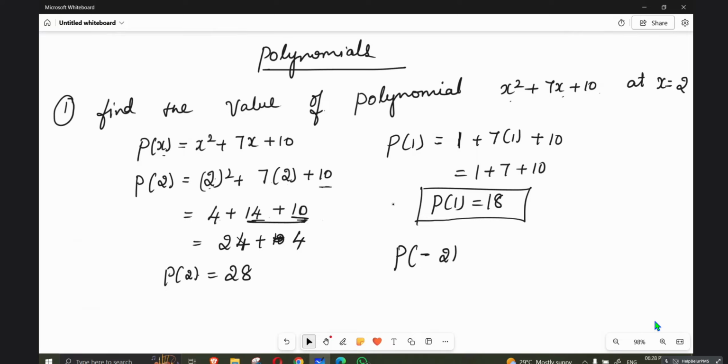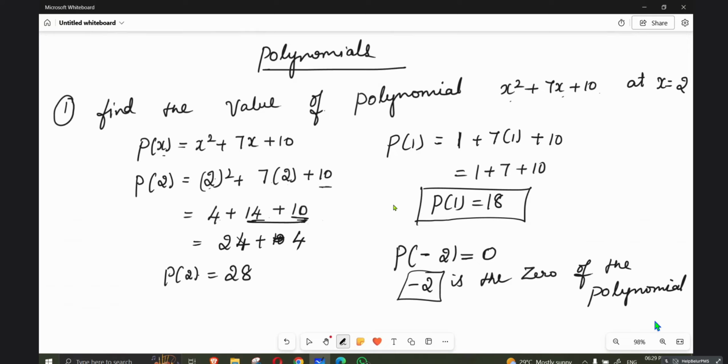So here, when you substitute minus 2, you are getting the total answer as 0. So minus 2 is the 0 of the polynomial. That means for which value of x you are getting the total answer 0, that value we will call the 0 of the polynomial. Okay.